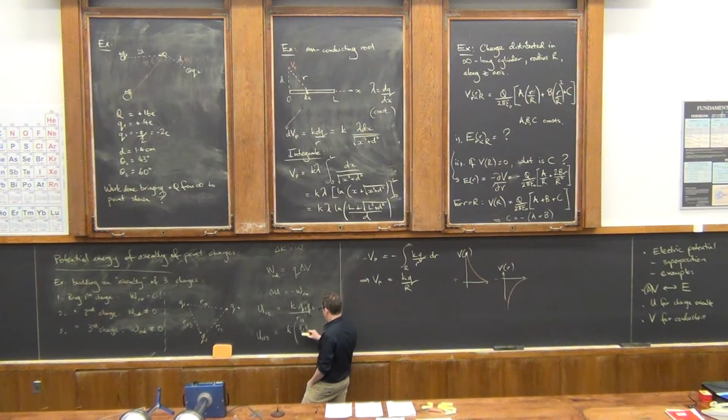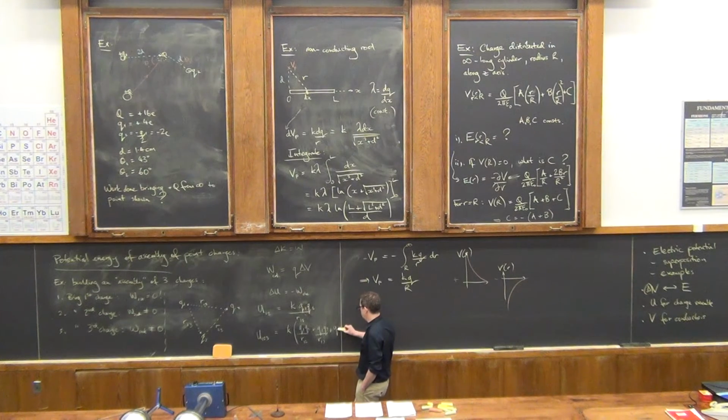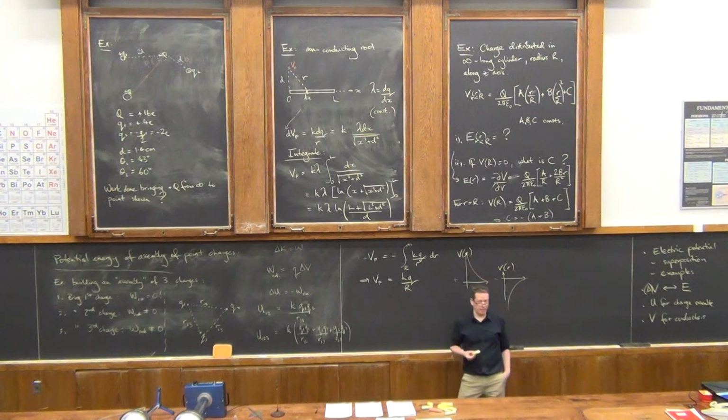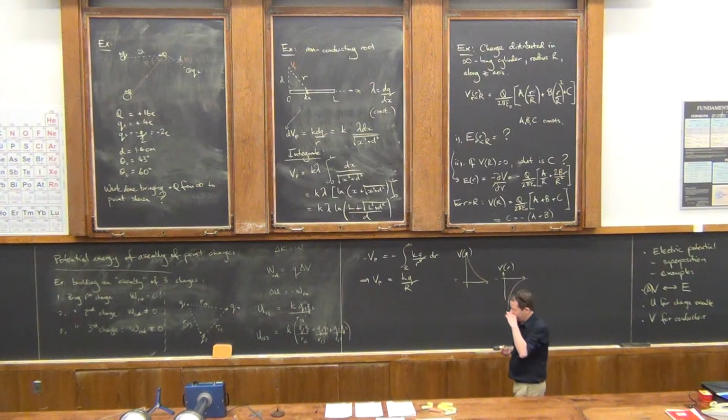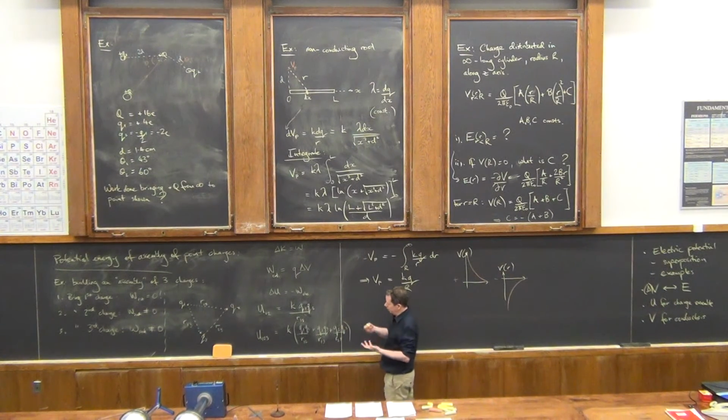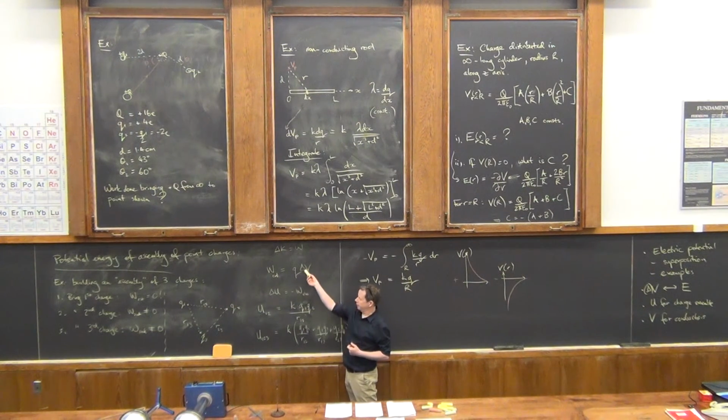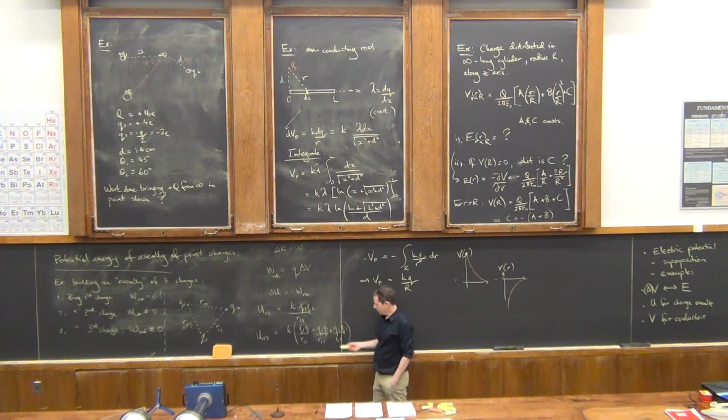K1, KQ1, Q2 over R1,2 plus Q1, Q3 over R1,3 plus Q2, Q3 over R2,3. I know that's not the neatest writing, but you get the idea, okay? So I'm just doing a straight superposition here. Of course, I could build this up sequentially by figuring out potentials at any point as I keep adding, but this is the simplest way to do it.